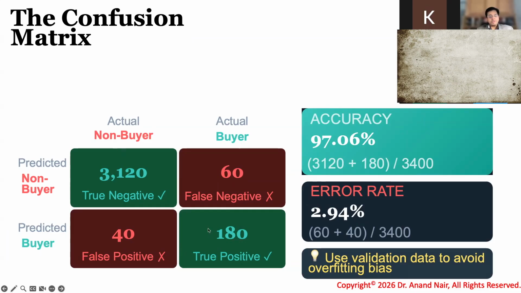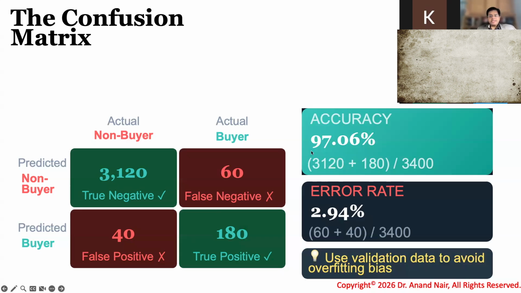So these two are correct predictions, true negative and true positive, whereas these two are incorrect predictions. An actual non-buyer has been predicted as buyer in 40 cases. An actual buyer has been predicted as non-buyer in 60 cases. So those are the 100 errors that we had. If I look at the error rate, the total number of values here is 3,400. So my error rate is 60 plus 40 divided by 3,400, so 2.94%. Whereas accuracy is the sum of these two divided by 3,400.